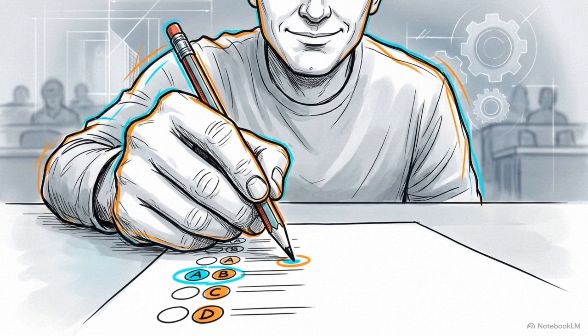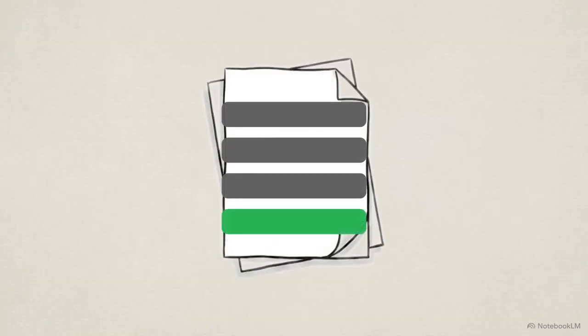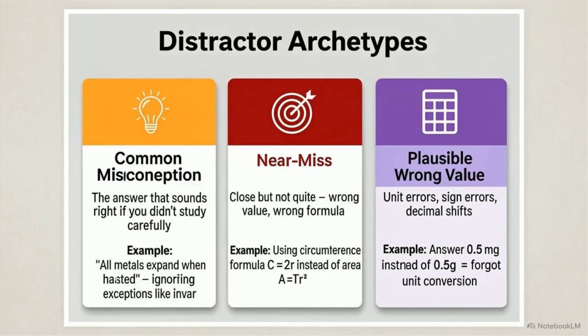A multiple-choice question is useless if students can guess the correct answer simply by eliminating obviously incorrect options. Left to its own devices, an AI will often write distractors that are so noticeably wrong they fail to test any real knowledge. This graphic breaks down 3 distractor archetypes.